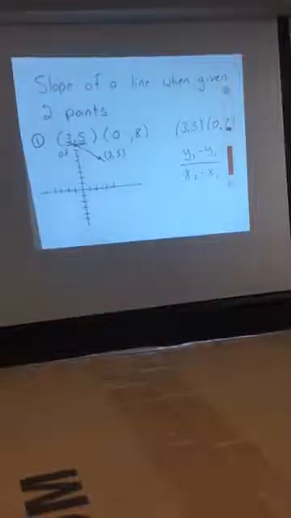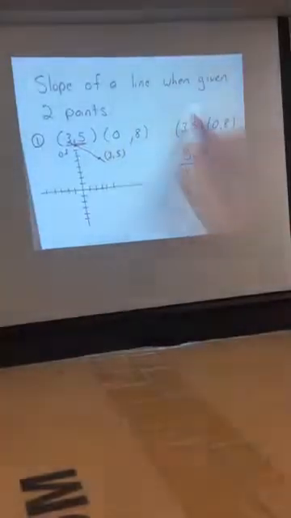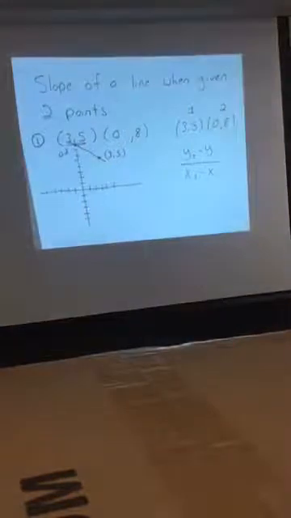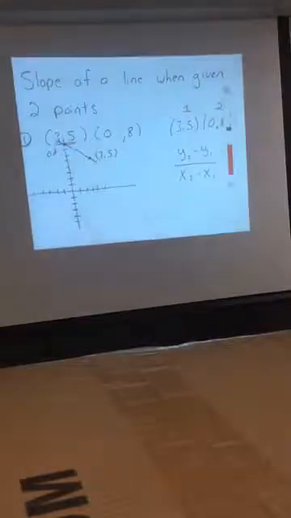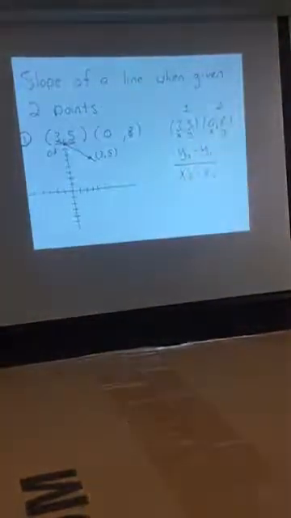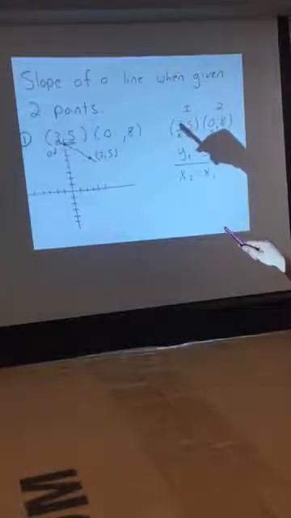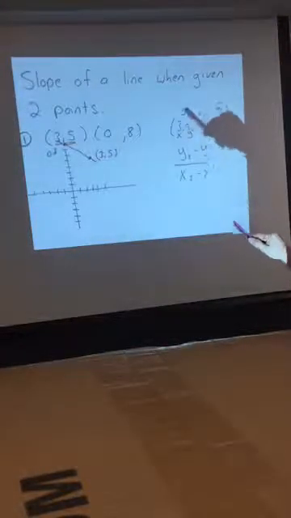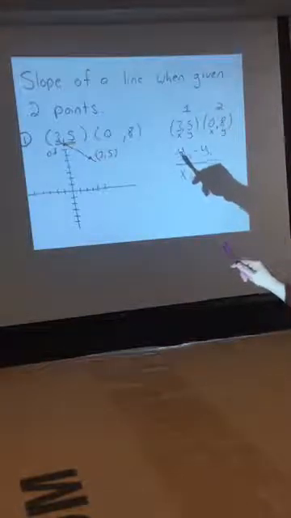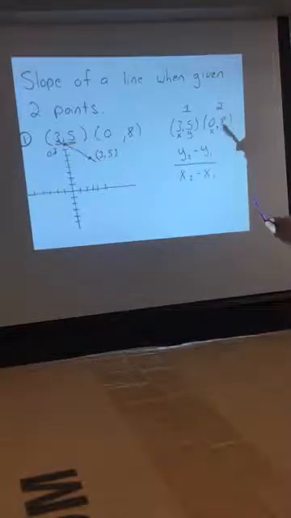So, where all these letters and numbers come from is pretty simple. We call this the first point, point number 1. And we're going to call this the second point, point number 2. Hopefully your teachers back in the day taught you that every ordered pair is x, y. So x, y, x, y. And that's where these things come from. 3 is x1. 5 is y1. 0 is x2. 8 is y2. So here we're going to take the y2 minus the y1. So here's the y2 and here's the y1. So we're going to take 8 minus 5.